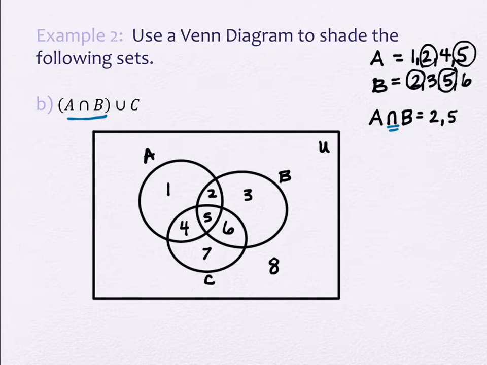And if you look back at the diagram, does that make sense? Are the numbers 2 and 5 inside of A and B and nothing else is, right? Okay, fantastic. All right, so the next thing we're supposed to do is somehow include set C in this discussion. So let's list the things that are in set C. What is in set C?